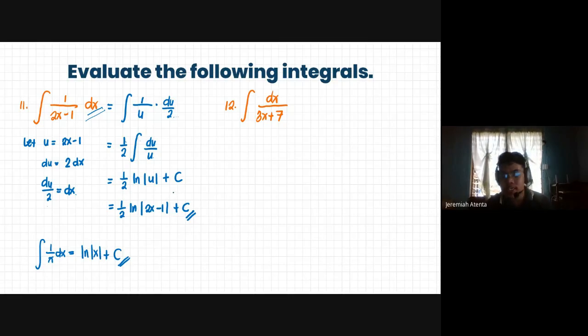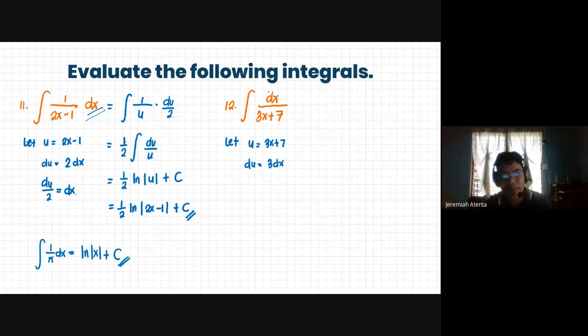Okay. Sige. Now, for number 12, ano yung ililet u natin dito? Almost the same lang naman siya ng number 11. What do we need to let u? Sino yung ililet u natin? We have 3x plus 7. Yeah, you're right. Then, it will follow that du will be equal to 3dx, right?